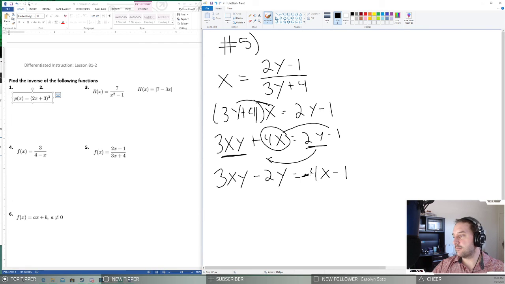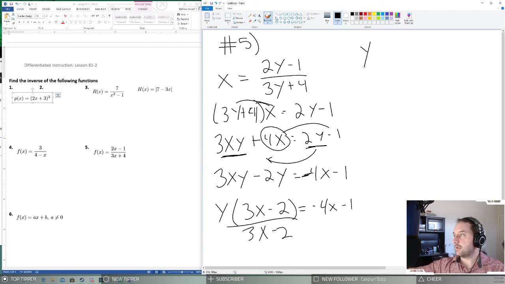The main thing here is if we can't combine like terms, so in this instance, the 3xy minus 2y, I can't combine those terms together. So if I can't combine the terms together, I'm just going to group it. Grouping it would just mean to factor it. So I'm going to factor out that y, and I'm going to get y times 3x minus 2 equals negative 4x minus 1. And then to get y by itself, now I can divide by the 3x minus 2. So I'm going to get y equals negative 4x minus 1 over 3x minus 2.